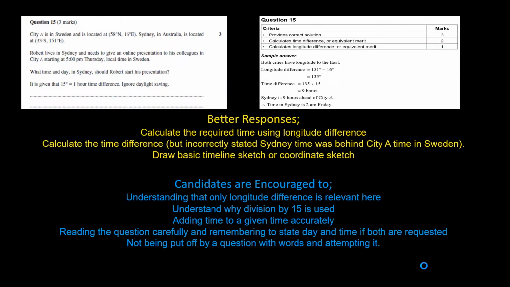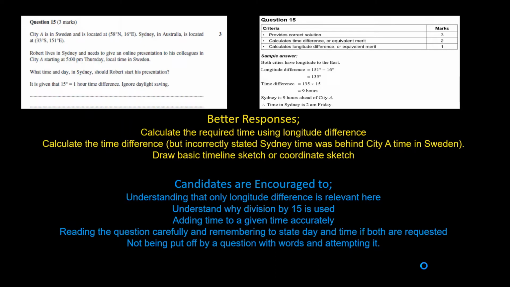Many students drew a timeline to give them a visual, which is really important to see whether, obviously, Australia is forward in time compared to Sweden. So candidates are encouraged to understand that only longitude difference is relevant here in reference to time. Understand why dividing by 15 is used, obviously to give us our hours. And add time to the given time accurately.